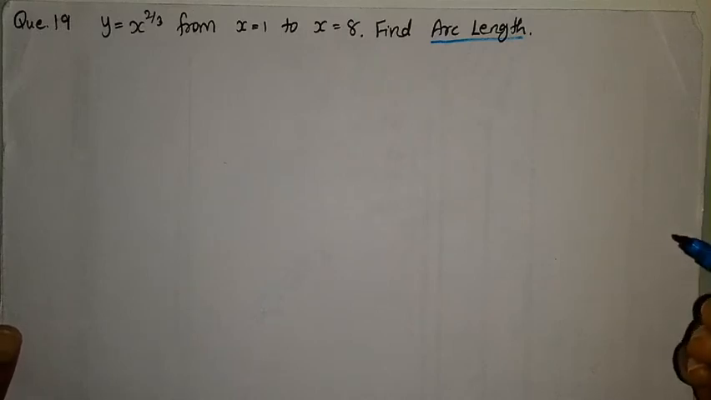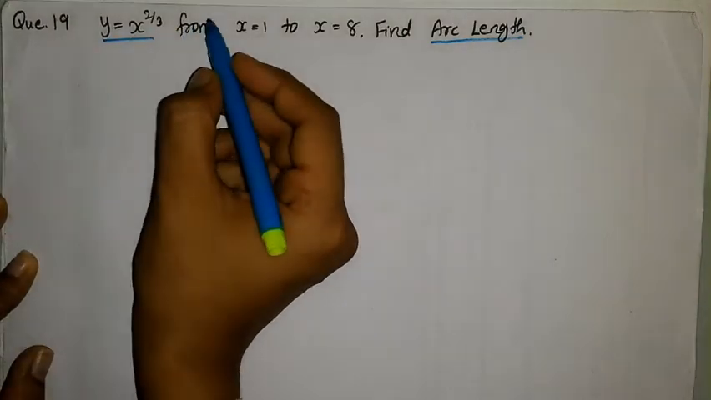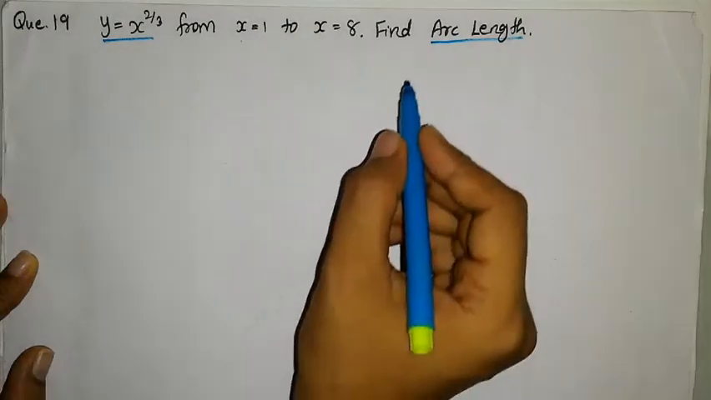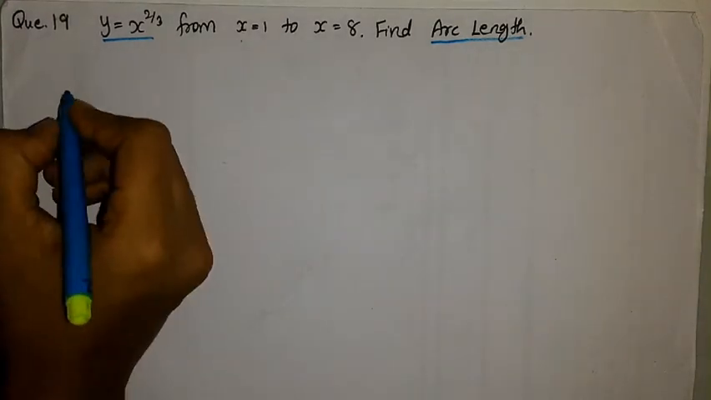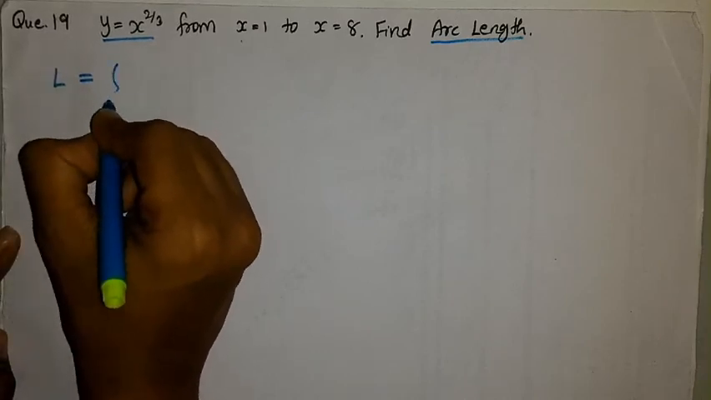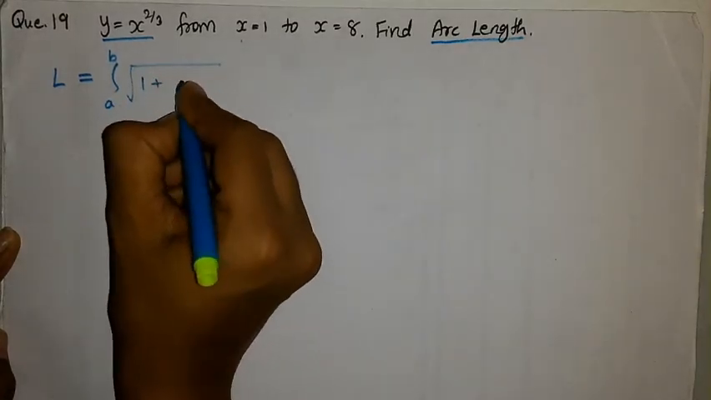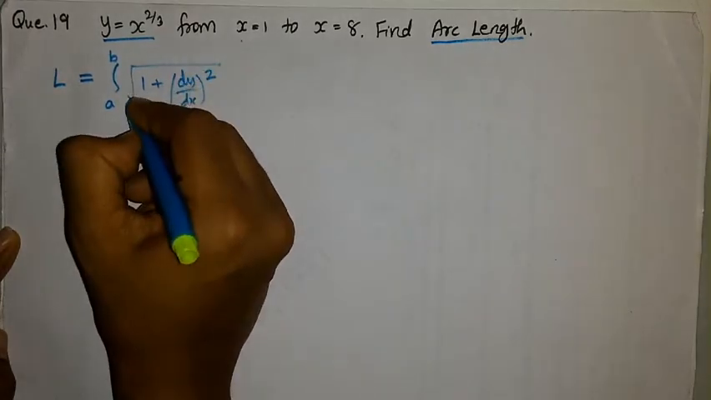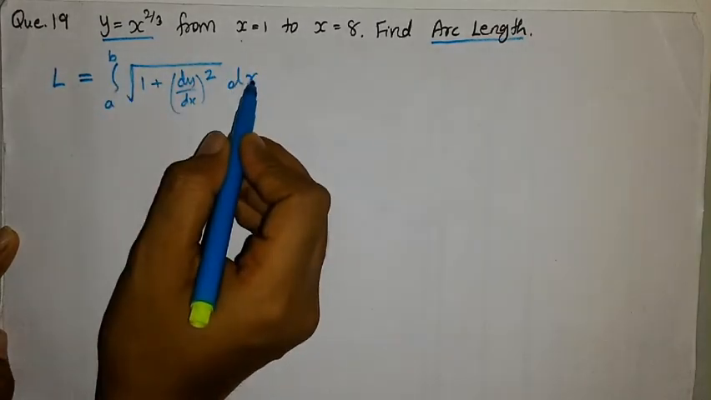So let's start. Question 19 is, we are given y is equal to x raised to 2 by 3 and x is from x is equal to 1 to x is equal to 8. We have to find the arc length. Formula of arc length: L is equal to integration from A to B under root of 1 plus dy by dx whole square dx. We have to integrate this with respect to dx.